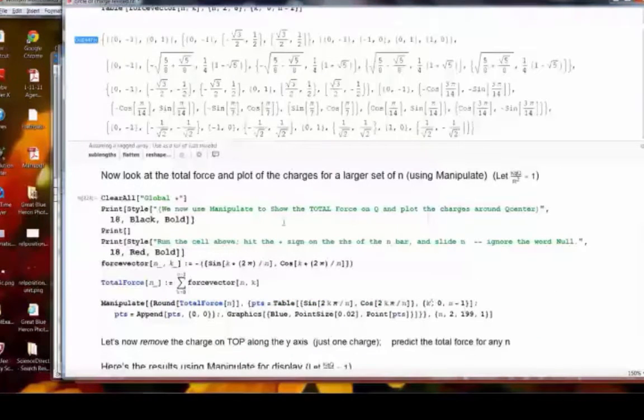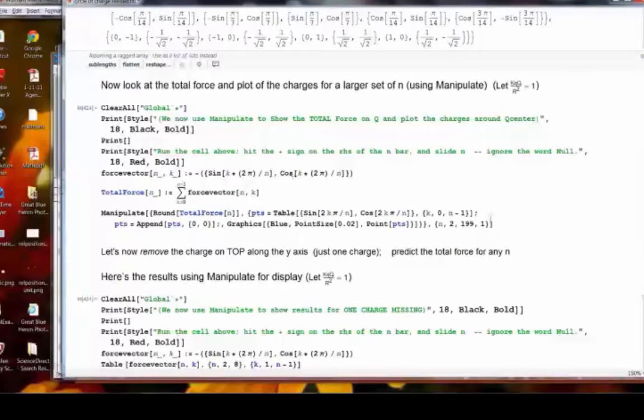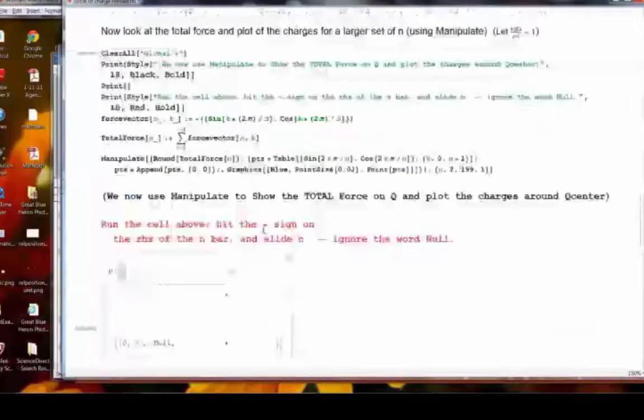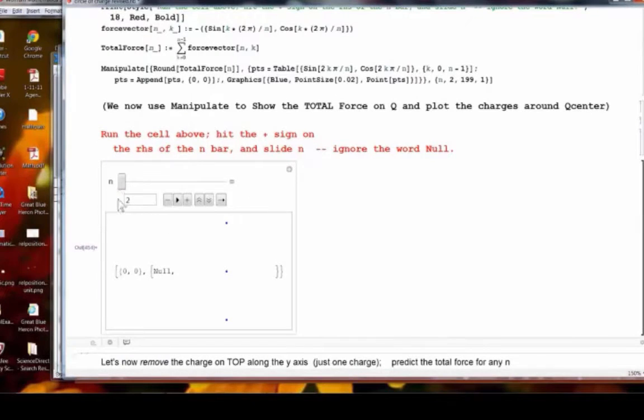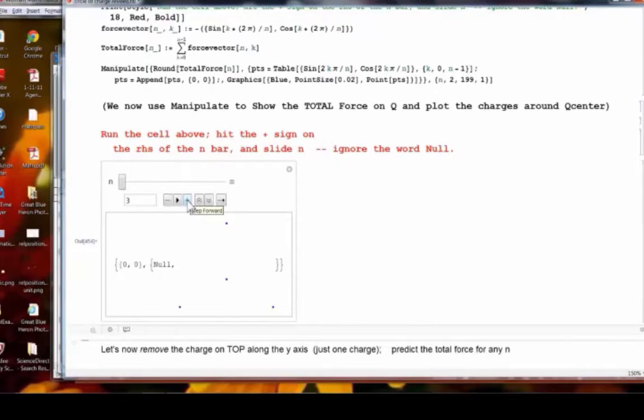Okay, so now let's look at the total force, and we're going to plot the positions of the charges and the corresponding total force for those positions. I don't have time to go through the code, but we're going to use the function Manipulate, and what that does is allows us to change the value of n, and I'll show you what those are. Forget this null here. So here's n equal 2, here's the geometry that we just showed, here's the one on top, here's the one on the bottom. We get 0 force, which is what we would expect from the vectors that we got above. Okay, here's n equal 3, the one we did already, 0 force.